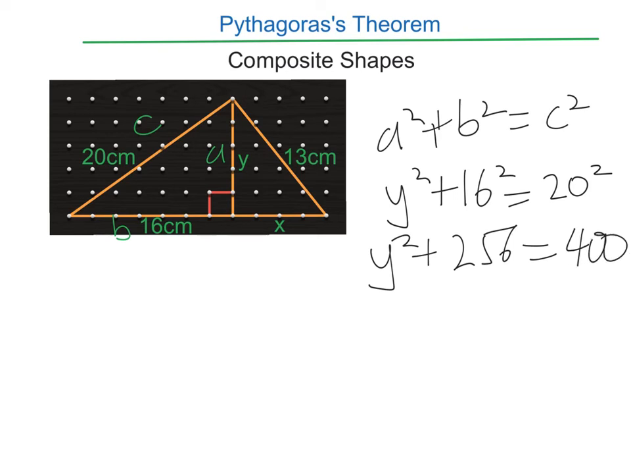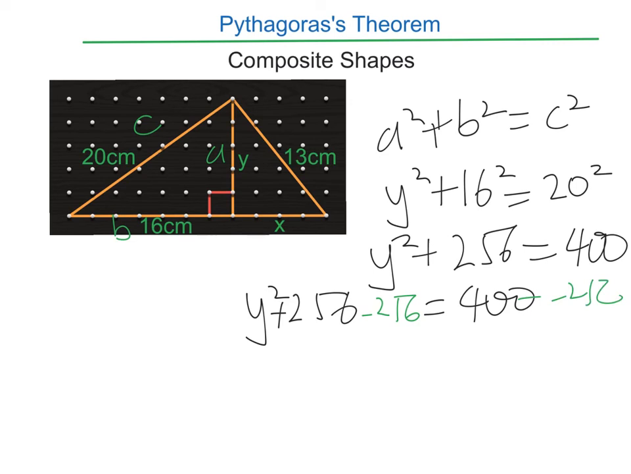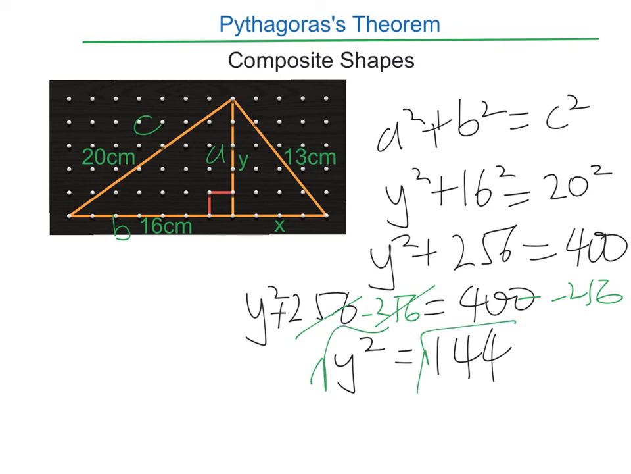I need to find out what y squared is, so I need to subtract 256 from both sides because I want to get rid of the 256. And these make nothing. So y squared equals 400 minus 256, and that's 144. So square root both sides to find out what y is, because I need to cancel out the square. So y is equal to the square root of 144, which is 12. So that means that this side here is 12 centimetres.